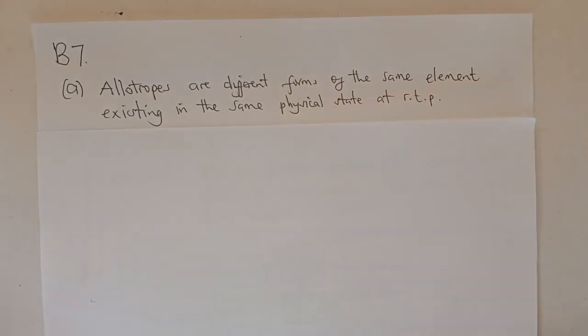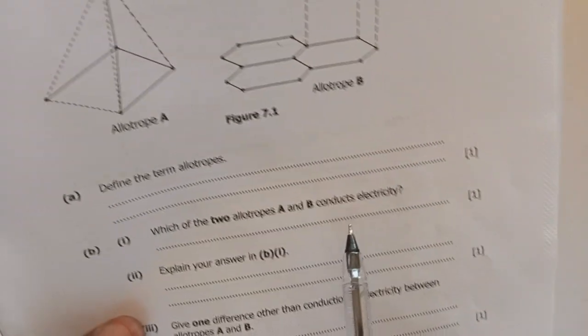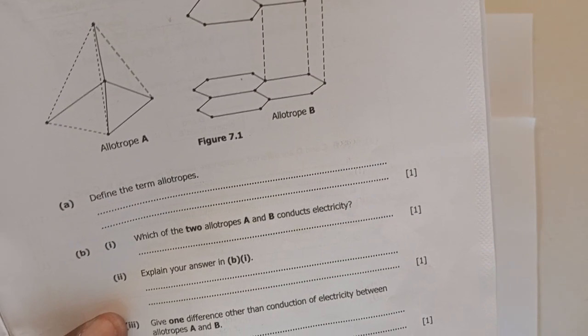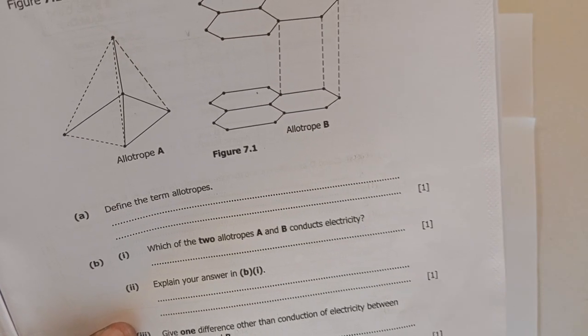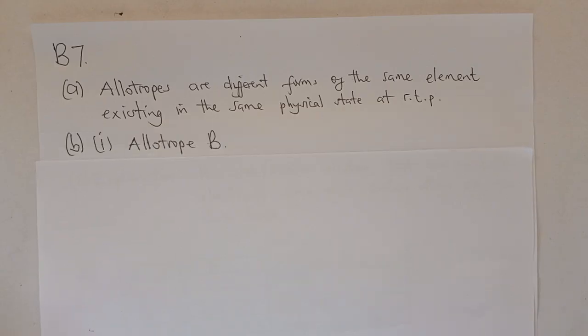So the answer to this question, which says, which of the 2 allotropes, A and B, conducts electricity? The answer is B, allotrope B. Why? Because of the fact that it has a free electron which conducts electricity. Remember, electricity basically is the movement of electrons, right? Those electrons, they carry the charge, okay? So the answer is allotrope B.